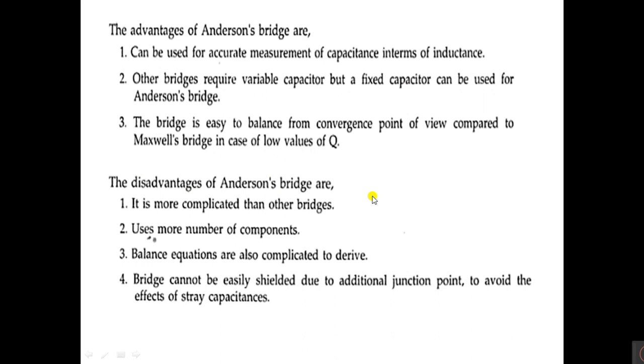But the disadvantage is that, due to the more components, it's more complicated than other bridges. So that's the same point given in point number 2 also. So the balance equation is also complicated to derive compared to other bridges. The bridge cannot be easily shielded due to the additional junction point, to avoid the effects of stray capacitances.